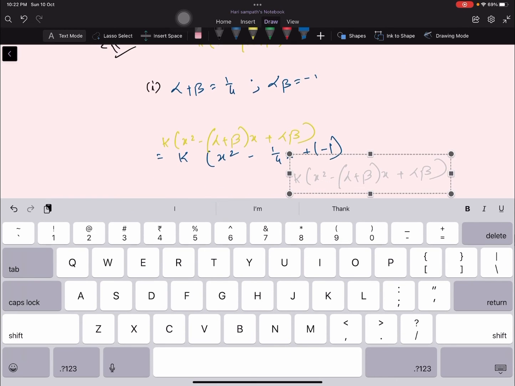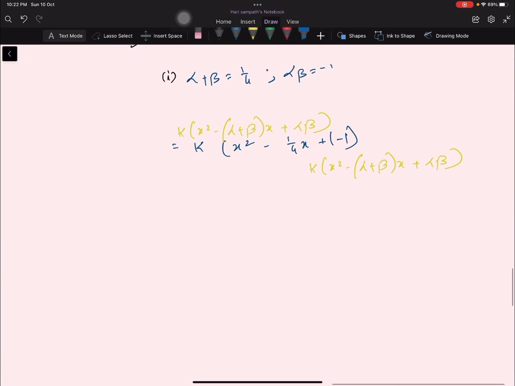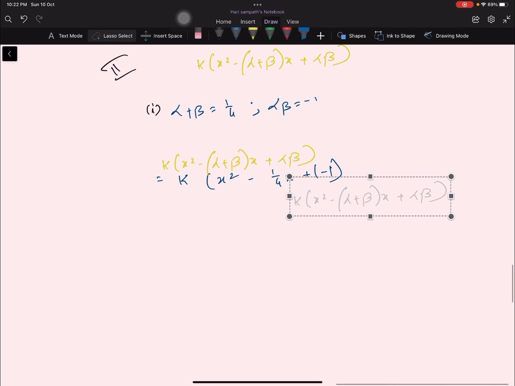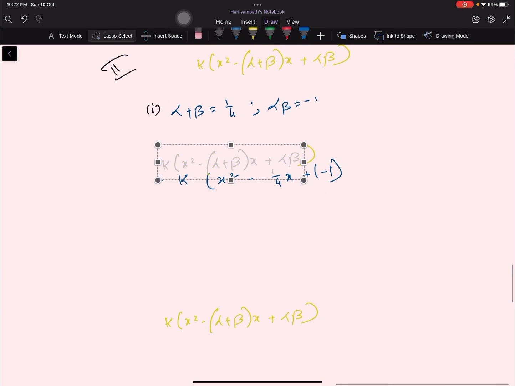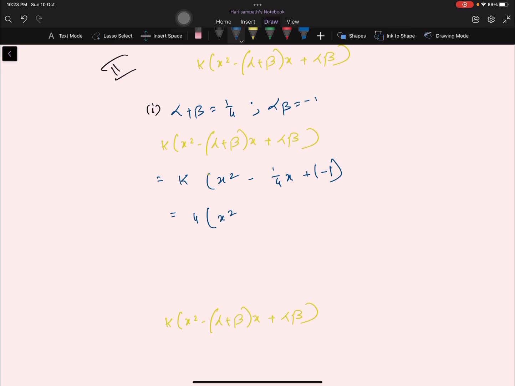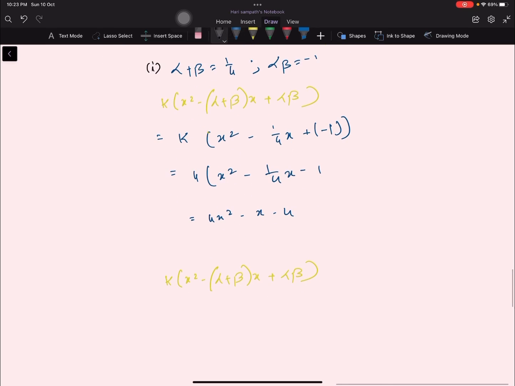Let me just paste it here. And I'll have a spare too because I can use it for the next question. So minus 1 by 4x. I'm gonna take k as 4. X square minus 1 by 4x, and I'm gonna make this 1 minus 1. So 4x square minus x minus 4. This will be the answer for the first question.